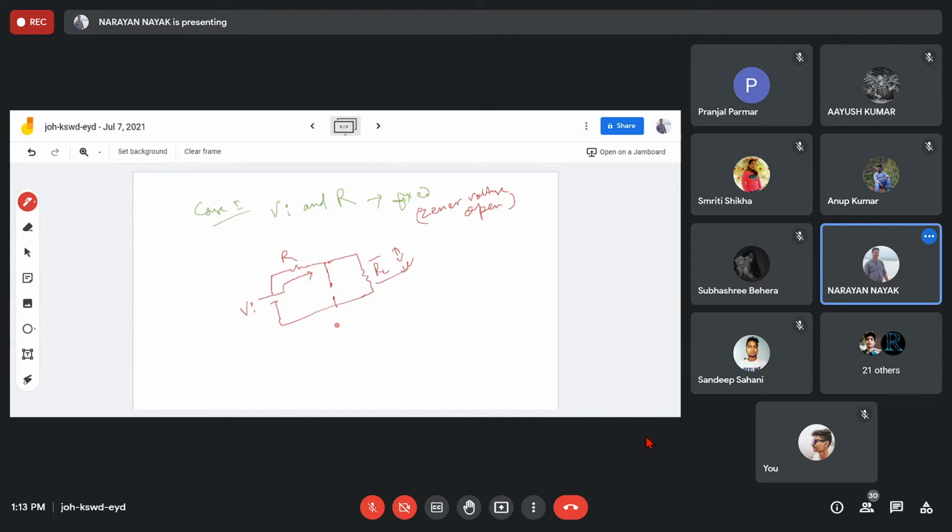Now how to calculate the total voltage? The load voltage VL is calculated by the voltage divider circuit: the load resistance times the input voltage Vi, divided by the total resistance, that is R plus RL. So what you understood is that if you keep Vi and R constant, the diode is open circuited, and whatever voltage you get, that voltage is constant. This is your case 1.